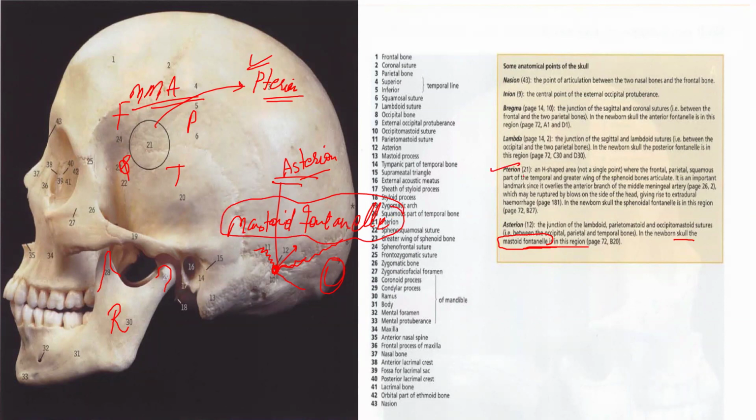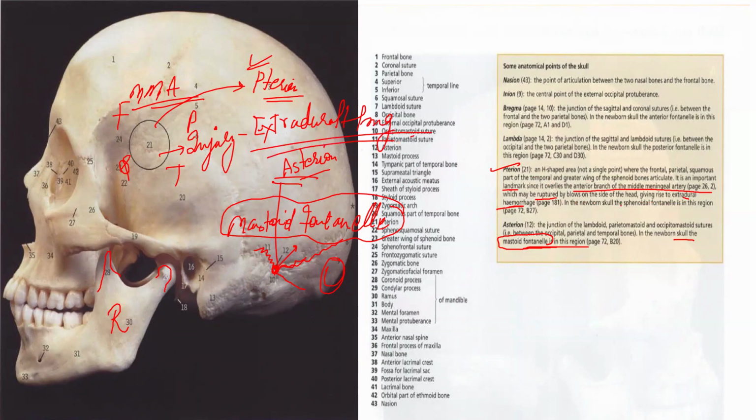Now, what is the importance of pterion? It is an important landmark since it overlies the anterior branch of the middle meningeal artery, which is very, very important. Why? Because it may be ruptured by blows on the side of the head, giving rise to extradural hemorrhage. So if there is an injury on the side of the skull, there can be extradural hemorrhage.